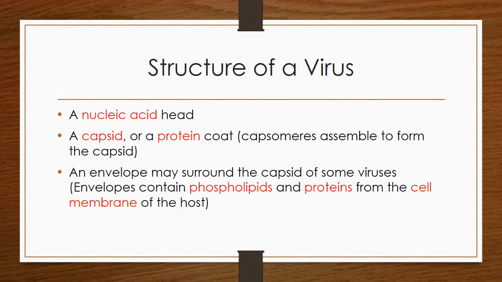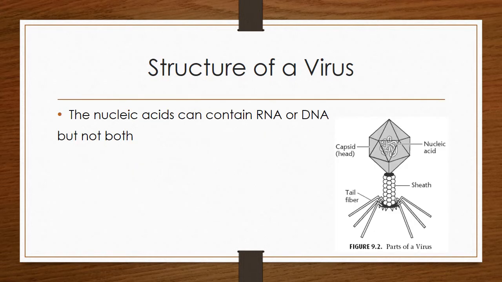Now, let's get into the overall structure of a virus. A virus is comprised of a nucleic acid head and capsid, or a protein coat. Capsomeres assemble to form the capsid. An envelope may surround the capsid of some viruses. Envelopes contain phospholipids and proteins from the cell membrane of the host. The nucleic acids can contain RNA or DNA, but not both.